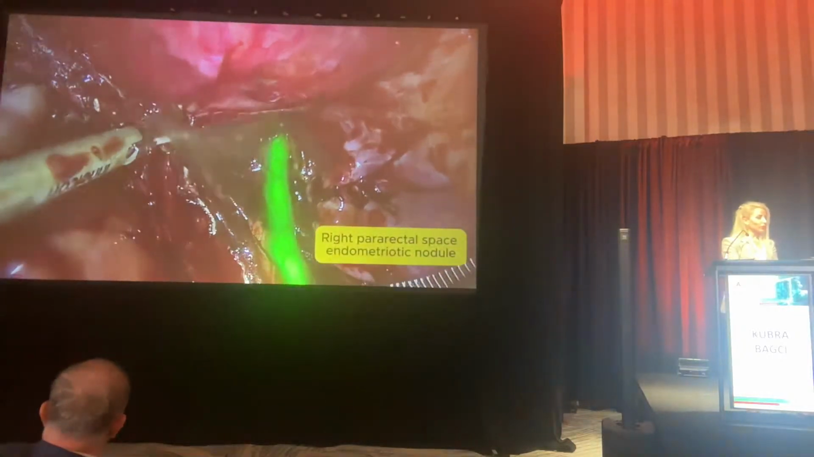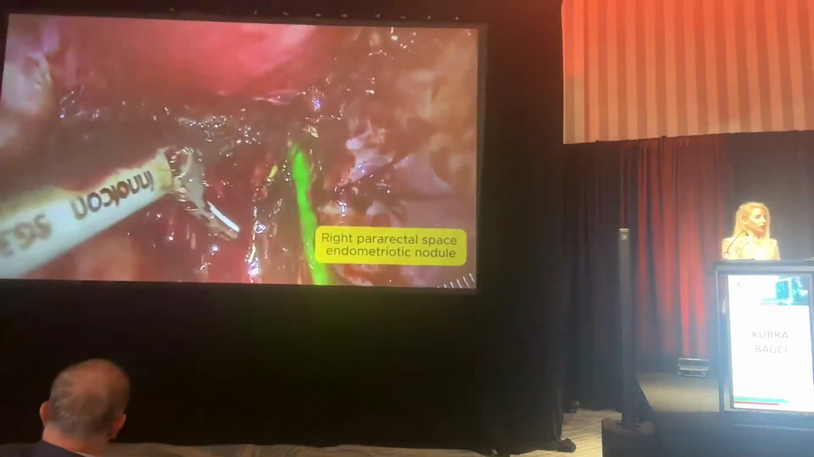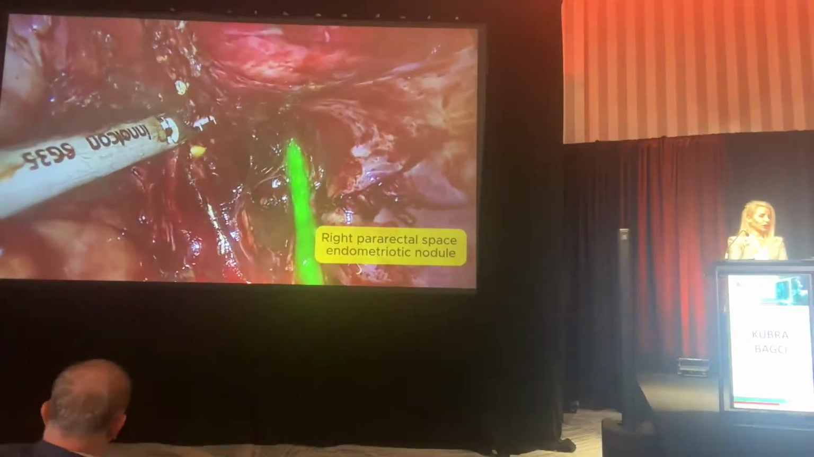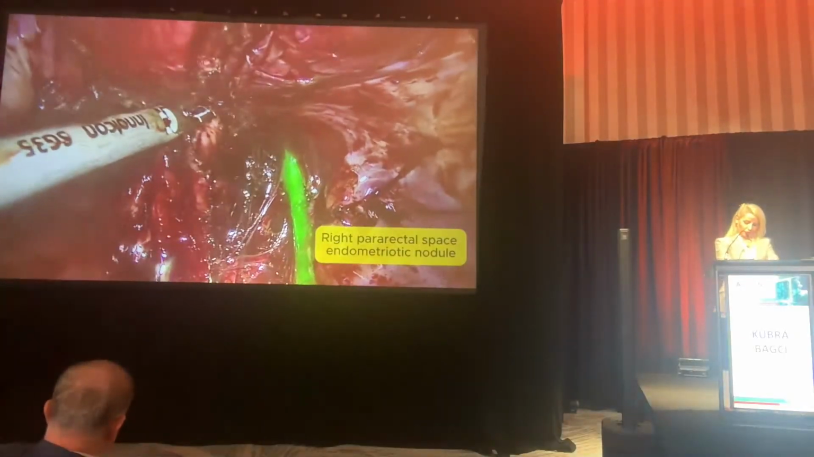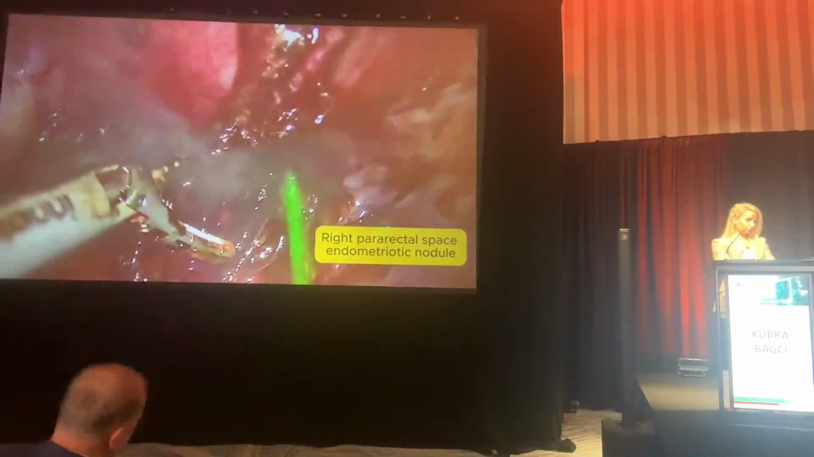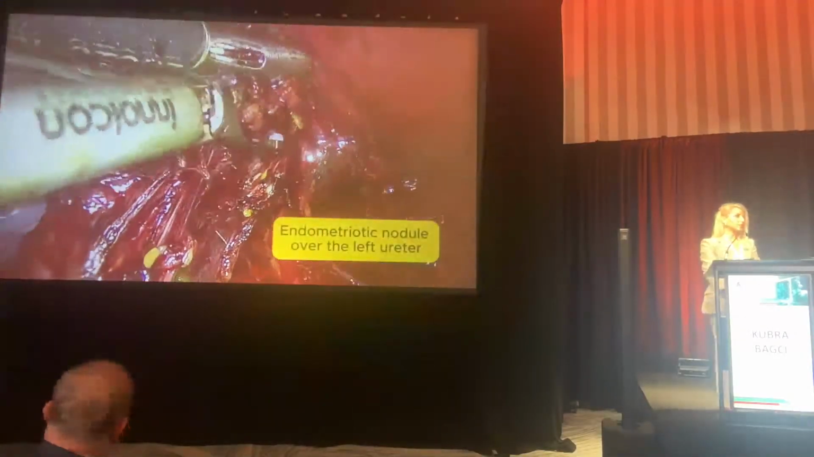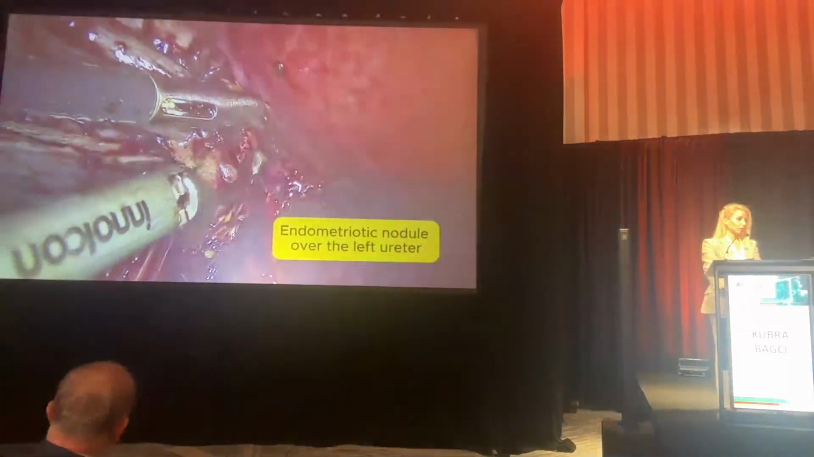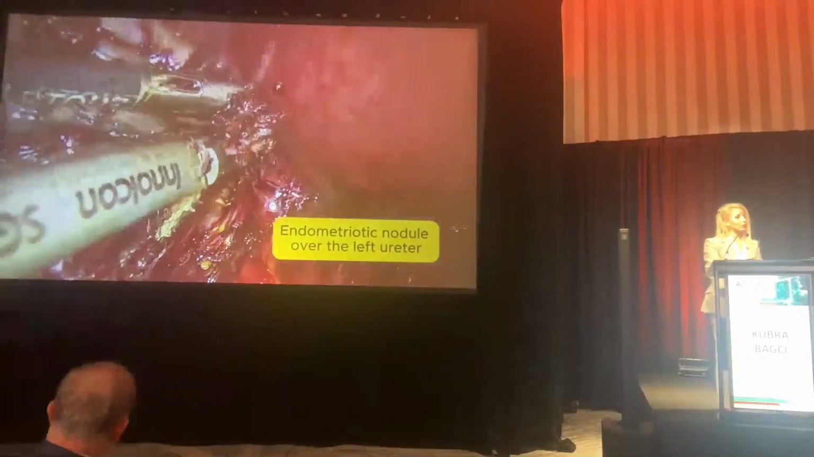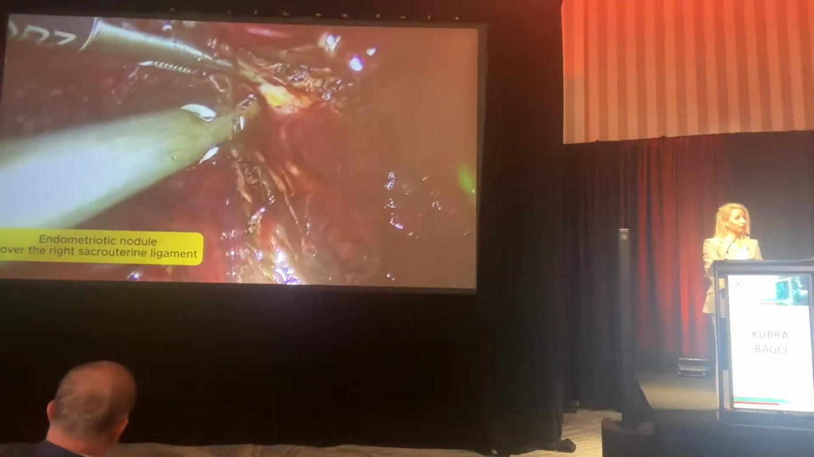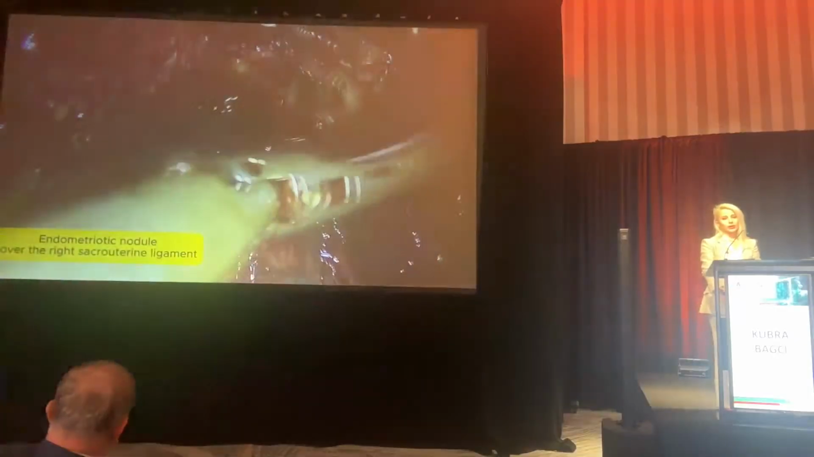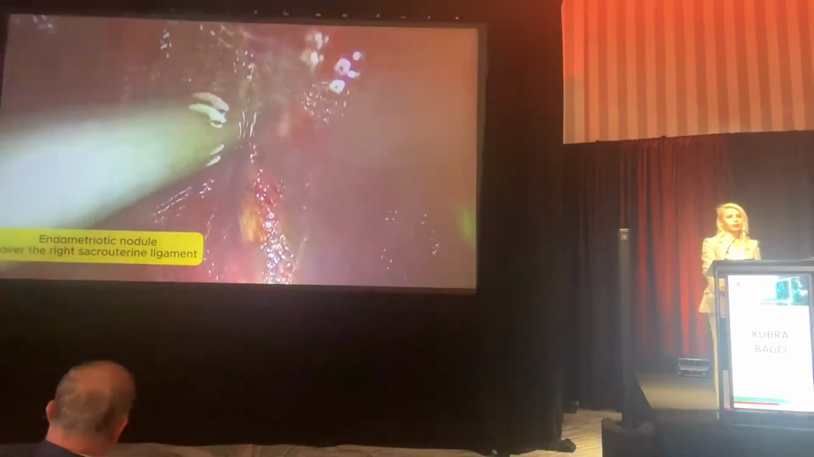Following the dissections, the endometriotic focus in the right pararectal area was removed. The endometriotic nodule over the left ureter was also carefully and safely excised. The endometriotic nodule over the right secretory ligament was safely excised.